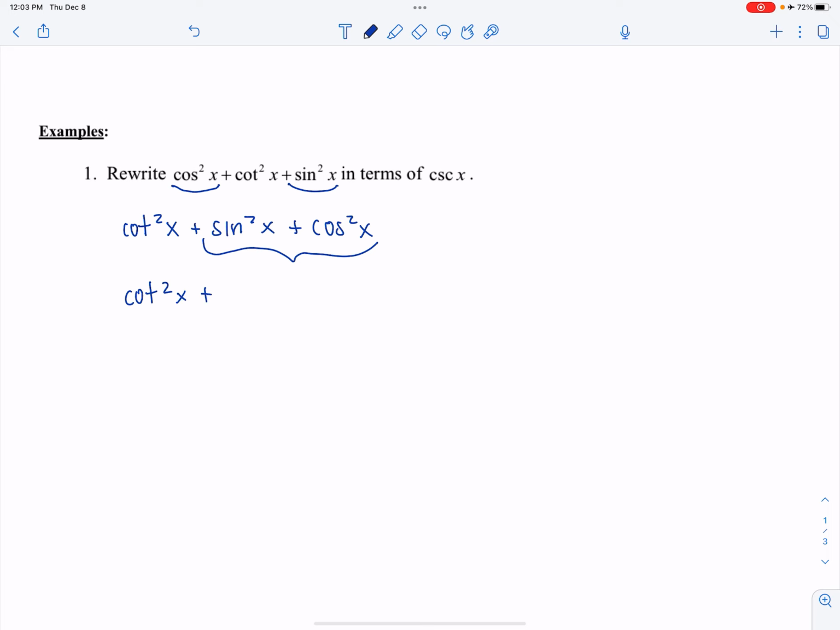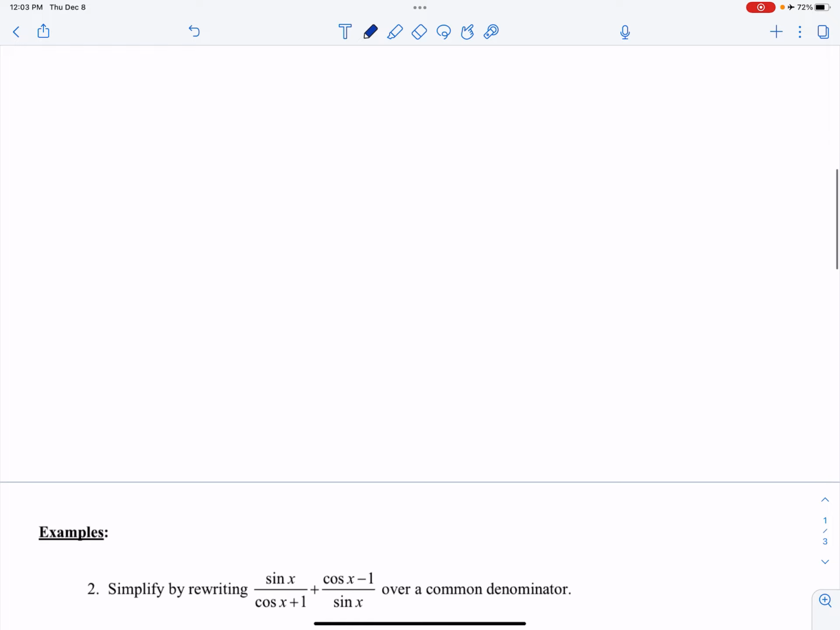Cotangent squared x plus 1. Now, what do we know about cotangent squared x plus 1? Well, that is rewritten as cosecant squared x. And we're done. We've rewritten it in terms of cosecant. So satisfying. Okay, let's keep going.